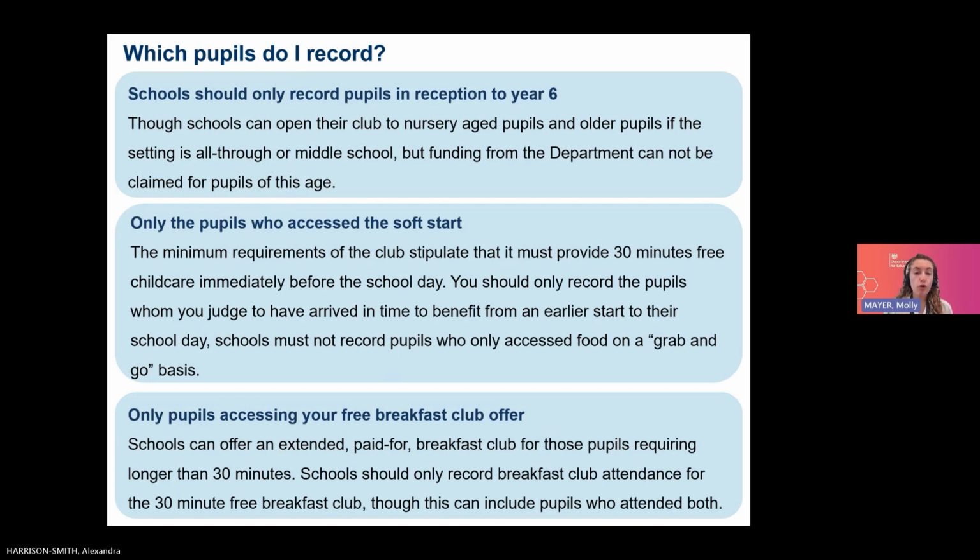Therefore, you should only record the pupils whom you judge to have arrived in time to benefit from an earlier start to the school day. And pupils accessing food only, so for example, a grab and go model, should not be recorded in your data. Finally, if you run a paid for club before the 30 minutes free club, you do not need to report these pupils who attend separately. It's just the pupils that are there for your free 30-minute club who are in reception to year 6.